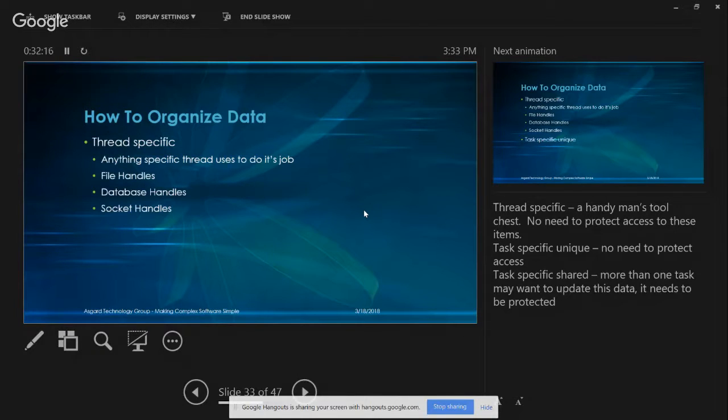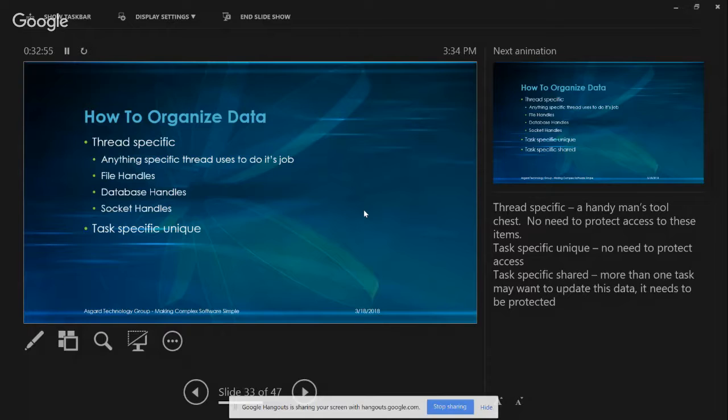I tend to organize the data into things that are thread specific. I think of this as almost like a workman's tool chest. If a plumber comes to a site, he comes with his tools. If there's more than one plumber working, because it's a commercial property, each one has their own set of tools. And if they have all their own set of tools, then you don't have to protect against it because they have their own set. There's no conflict. So I like to organize things like that.